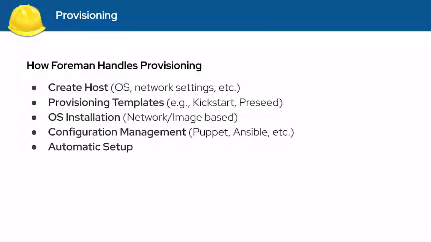OS installation: Foreman will take care of installing the operating system automatically from the templates provided by Foreman. Configuration management: after the host is all set up and running, we'll have the Ansible or Puppet jobs that will be post-installation configuration. And that's it. After that, the automatic setup: once configured, Foreman will handle networking, partitions, and installation for you.